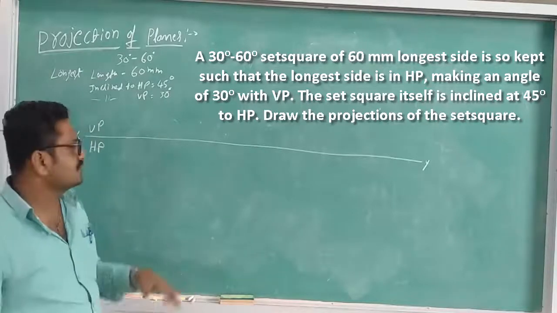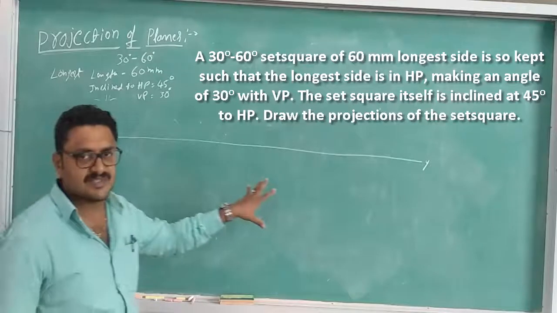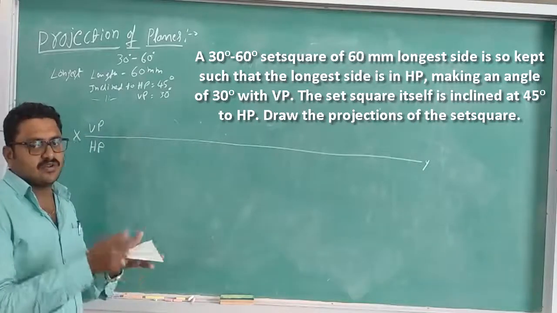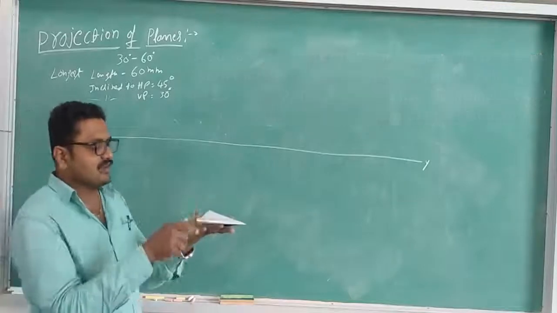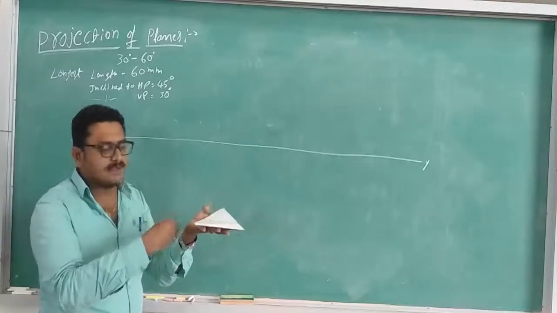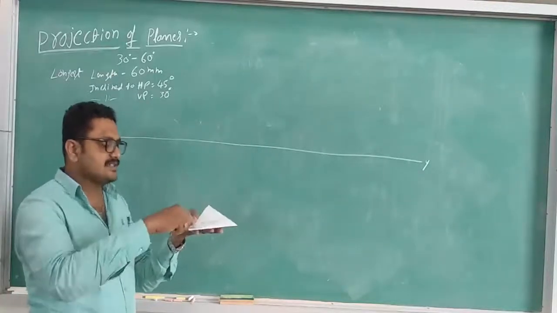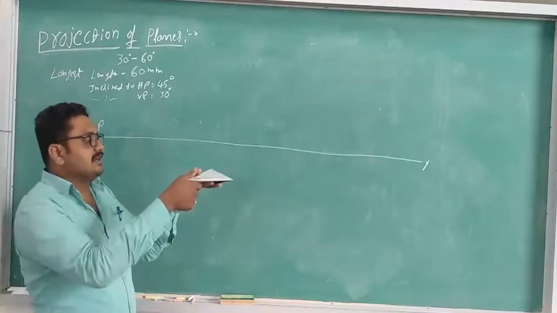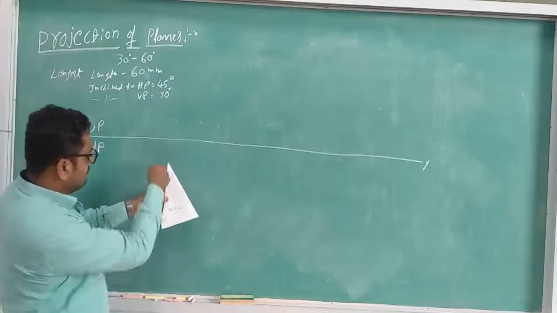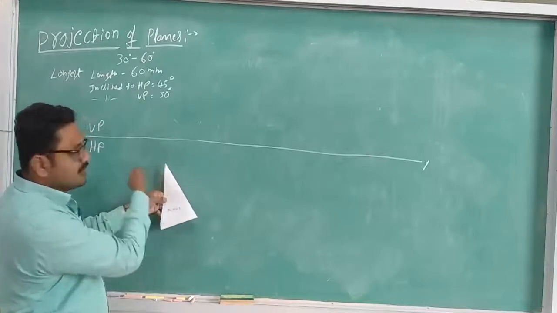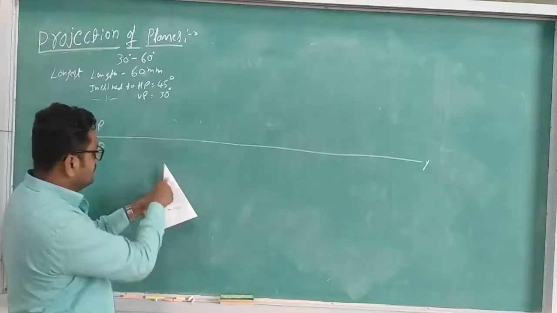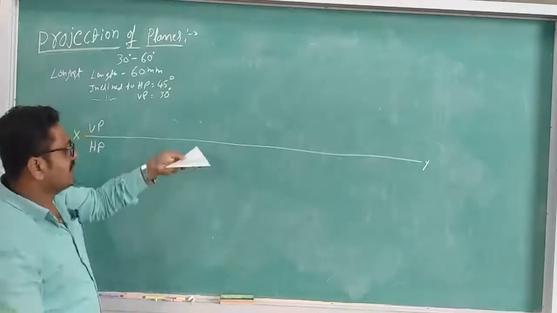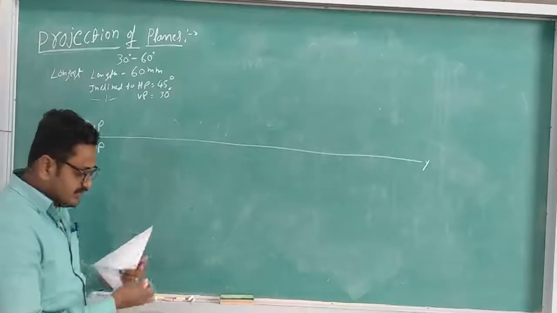As usual, we need to divide the data into 3 steps. For the first step, resting condition, we need to check that the set square is resting on the longest side, that is 60 mm. The longest side should be kept on the left side, and using 60 degree and 30 degree we will construct the set square. When we keep it like this, in top view it will look like this, and in front view it looks like a straight line.